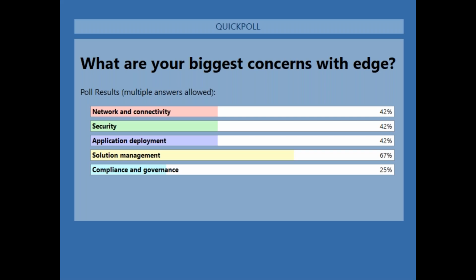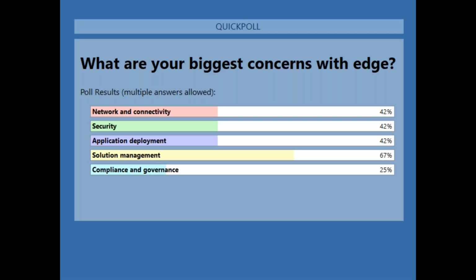So it looks like the poll just closed. Let's see what the results look like. All right, network and connectivity, we have 42%, security, 42%. Ooh, yeah, security and network and connectivity right up there. Application deployment, 42%. Things are starting to look pretty evenly matched here.